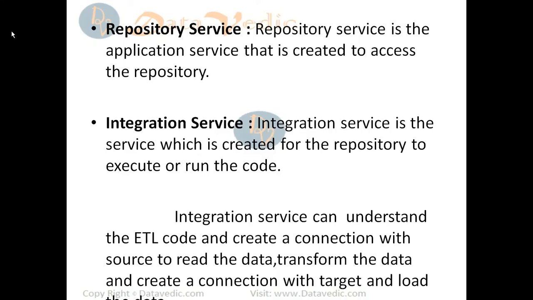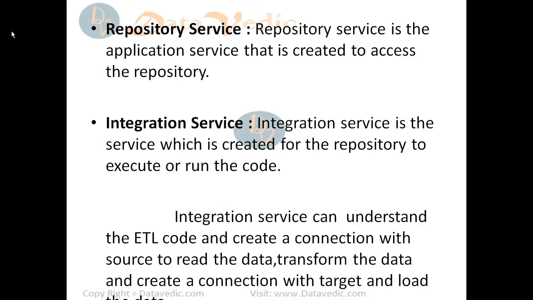And next is repository service. This repository service is an application service that is created to access the repository. We have discussed the repository, right, where we will be saving the Informatica code. The repository service is required to communicate with the repository. And the integration service is the service which is created for the repository to execute or run the code. Basically, a repository service is used to access the repository, and the integration service is created to execute the code which is available in the repository.